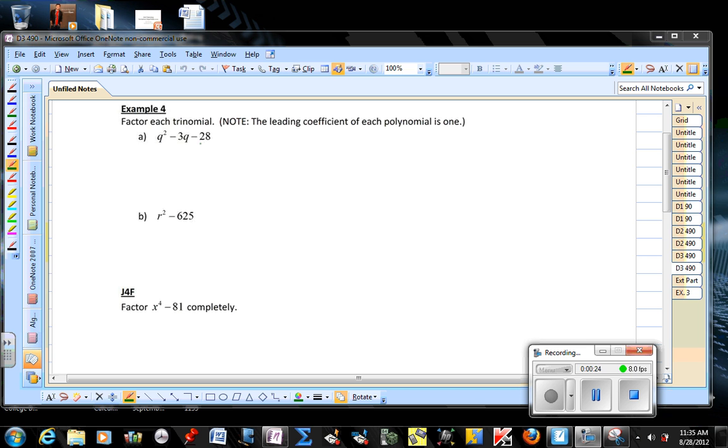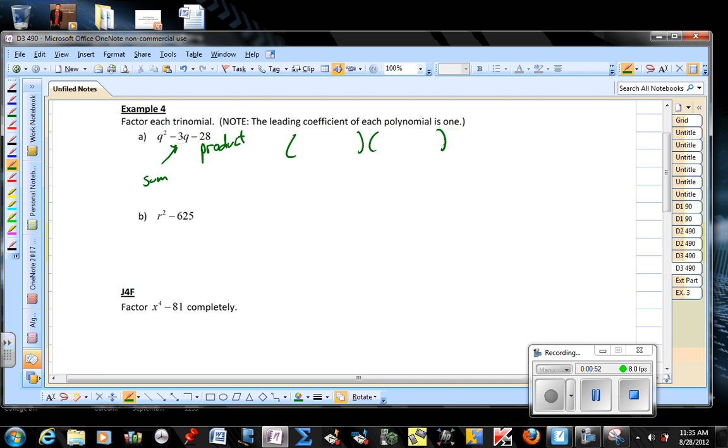The key here is to remember that these trinomials, or these expressions today, were the result of multiplying two binomials. This third term, the constant term, is a product, and this middle term is a sum. So what we're trying to think of is what two binomials multiply to equal q squared minus 3q minus 28.